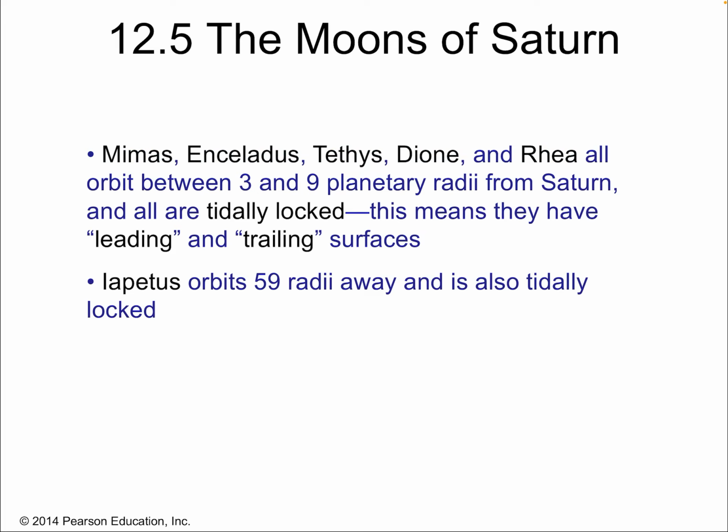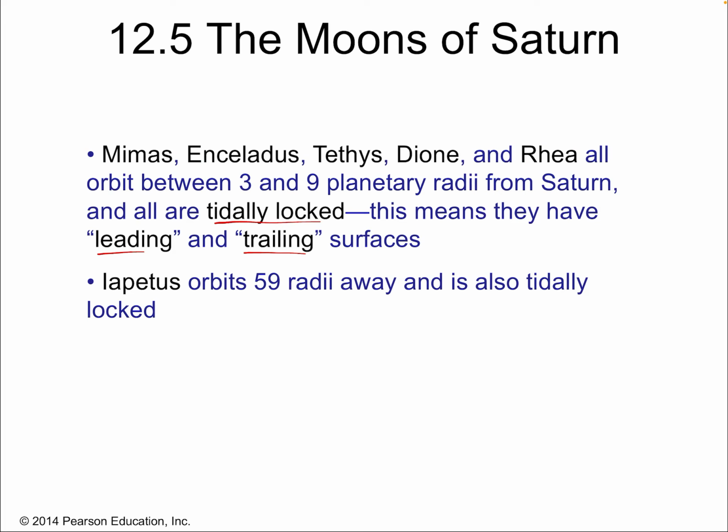So Mimas, Enceladus, Tethys, Dione, and Rhea all orbit between 3 and 9 planetary radii from Saturn and are all tidally locked. This means they have leading and trailing surfaces. They have one face that faces towards the planet like our moon does, and a face that always faces away from the planet. So that's just like our moon is tidally locked to Earth.